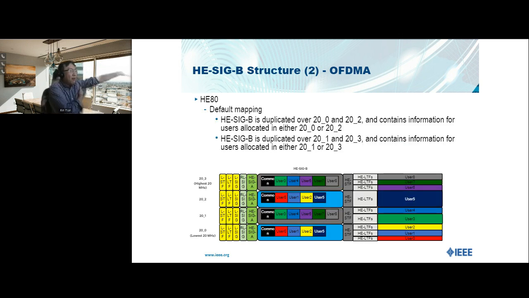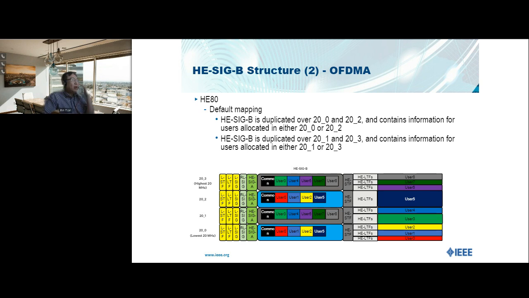So now what happens, you have 80 MHz, okay? Remember, we have two content channels, okay? Now look at the data portion first. First 20 MHz, we have users 0, 1, 2. Second 20 MHz, we have 3, 4. And the third 20 MHz, which we note as 20-2, has user 5. And the last 20 MHz, we code 20-3, we have users 6, 7, 8. Remember, we only have two content channels now, and we do the per-40 MHz duplication.